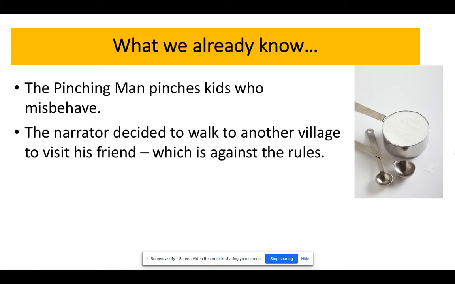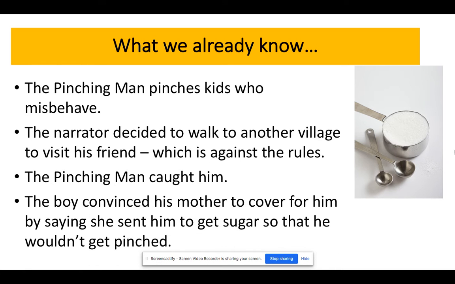And the narrator of the story decided to take a walk to another village to visit his friend, which is against the rules. And the Pinching Man caught him. So the boy convinced his mother to cover for him by saying she sent him to get sugar so that he wouldn't get pinched. So the boy basically tricked the Pinching Man into saying he wasn't doing anything wrong so he wouldn't get in trouble.